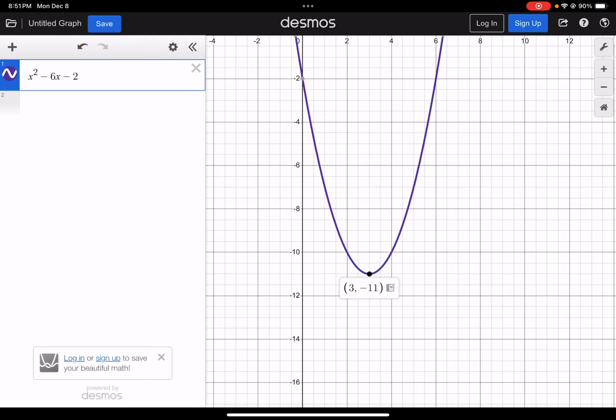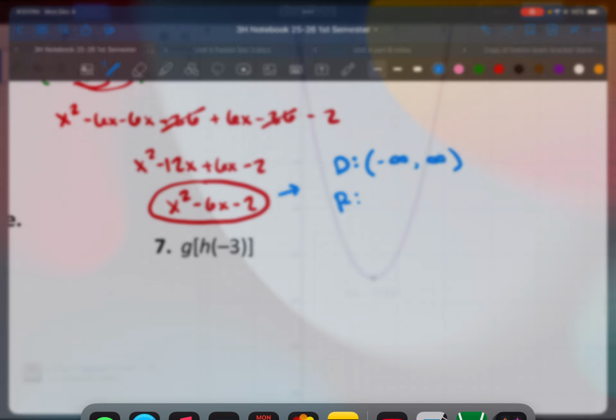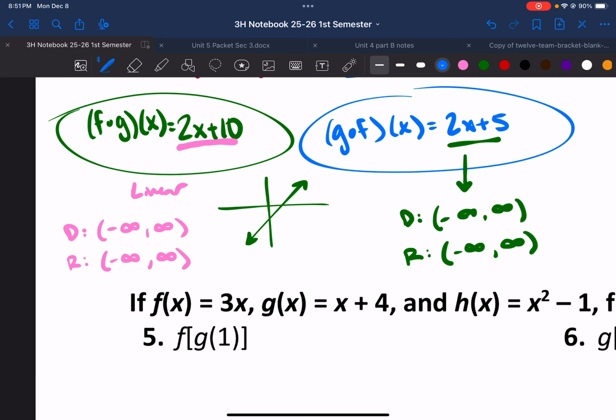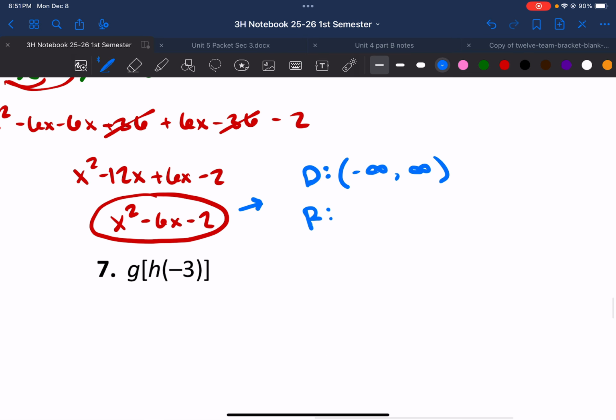I'm okay if you use Desmos to find the range of these functions. Before, we could have plugged in those linears. But if you know that linears have a range and domain from negative infinity to infinity, like we were doing up here or back here, then you can save yourself some time. But I'm okay if you want to just plug them into Desmos and find yourself the range from negative 11 to infinity, and that should be a bracket.